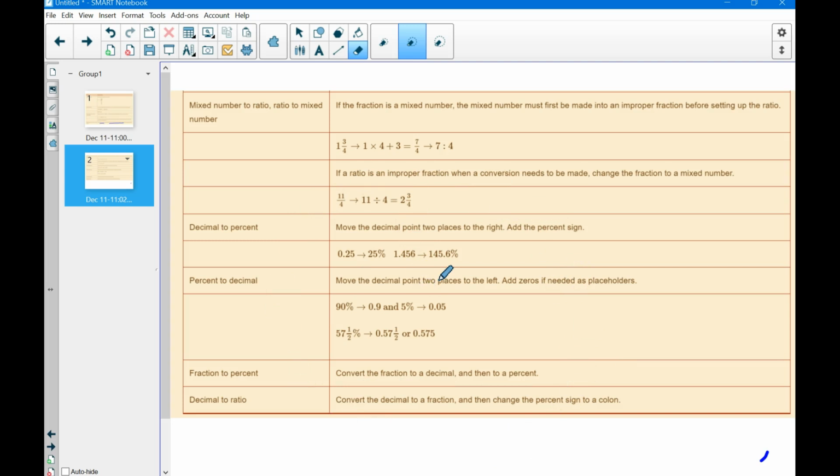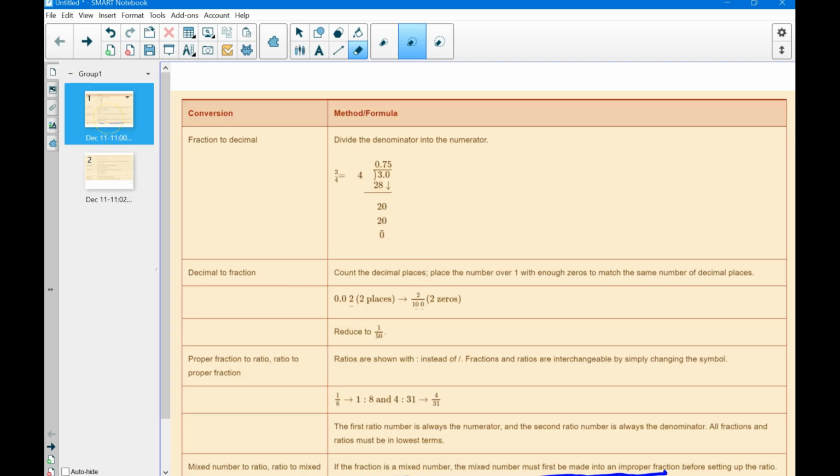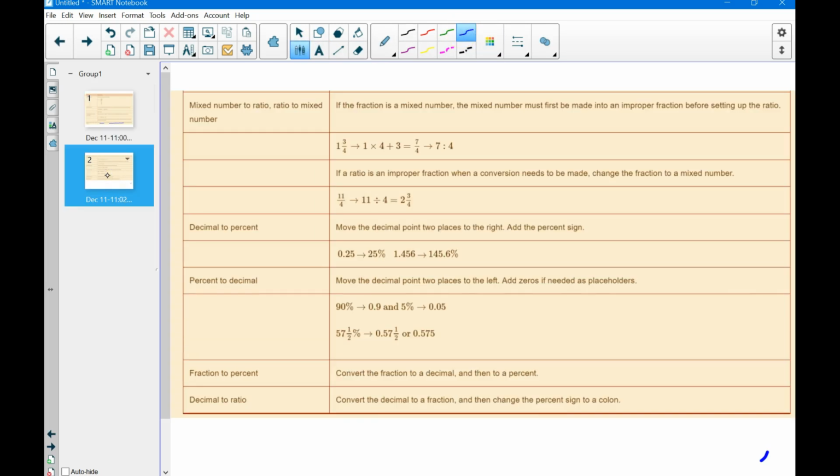And the last one, convert the decimal to a fraction. Sorry, convert decimal to a ratio. First, take the decimal, make it into a fraction, like we did back here. Put the decimal to a fraction, and then turn that into a ratio. So, for example, we had 0.5, that will become 5 over 10, or 1 over 2, and the ratio would be 1 to 2. So just convert it to a fraction and convert it into a ratio.